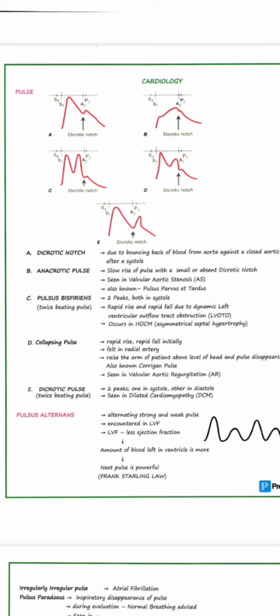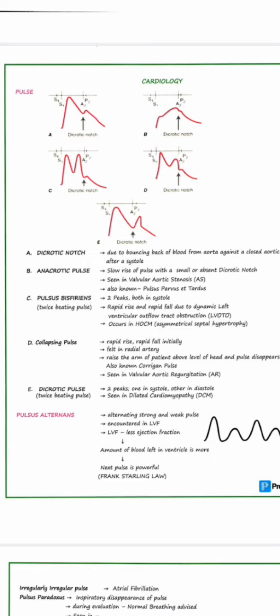Now we have a second diagram, which is the anacrotic pulse, a slow rise of pulse with a small or absent dicrotic notch, which is usually seen in valvular aortic stenosis, also known as pulsus parvus et tardus. We have to remember this term. Now this is the third diagram, which is showing the pulsus bisferiens. We have to remember this.